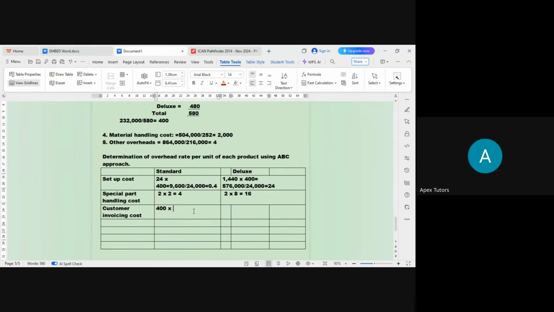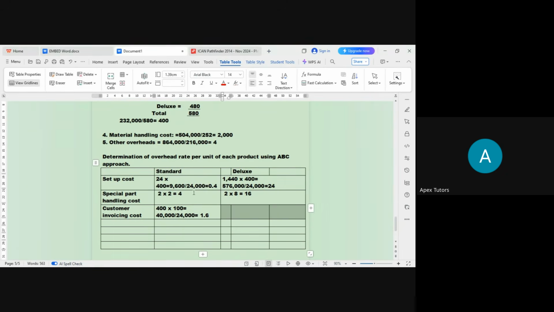For standard, issued per year, it is going to be 400 by 100, which will be 40,000. To get it per unit, you divide by 24. The result will be 1.6.